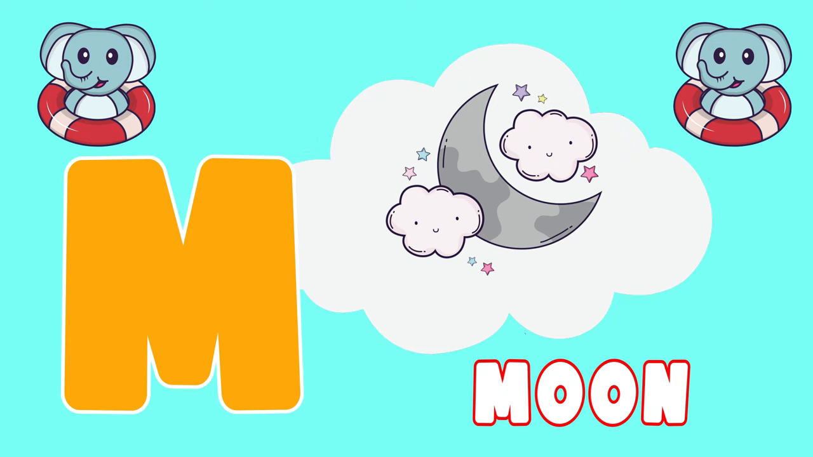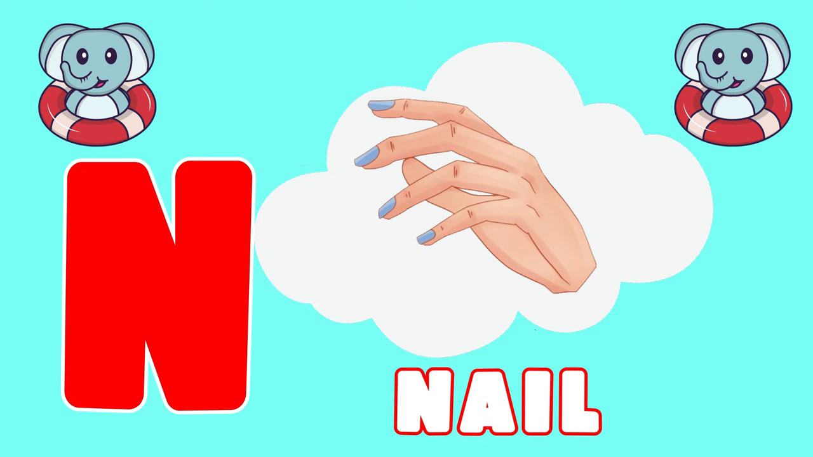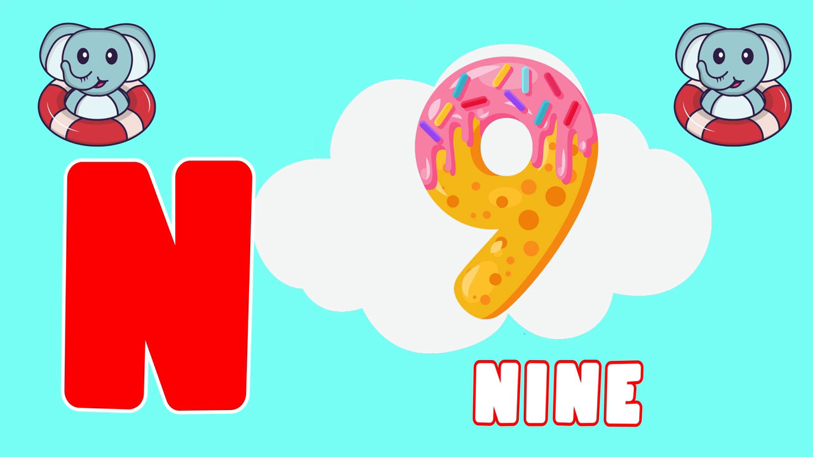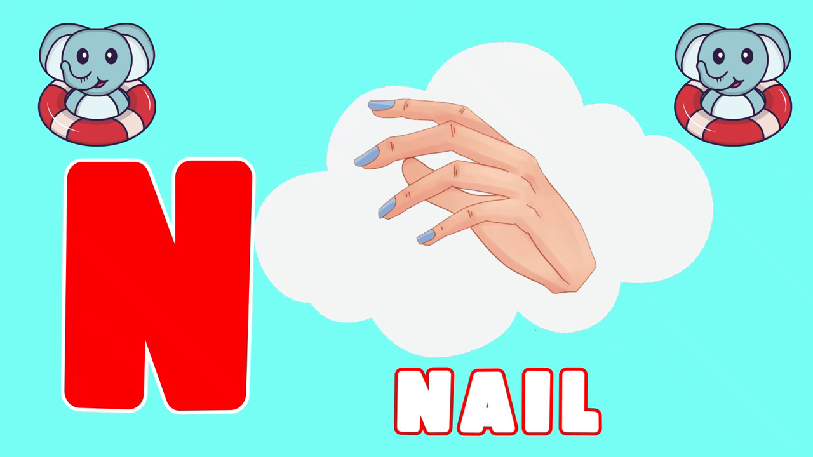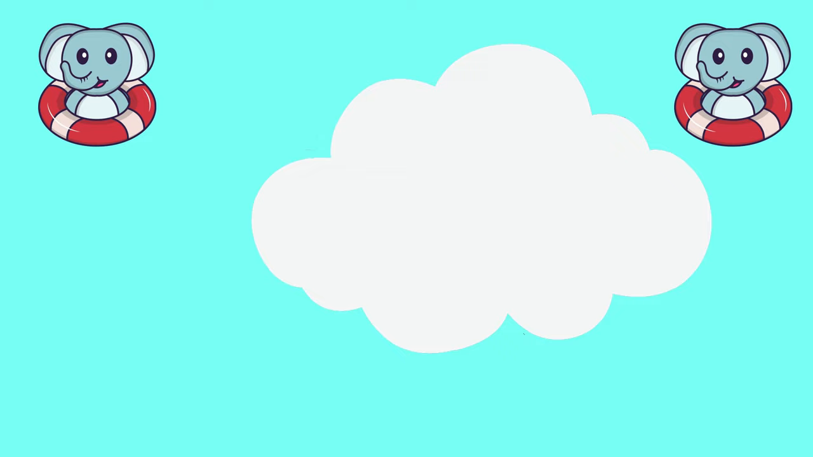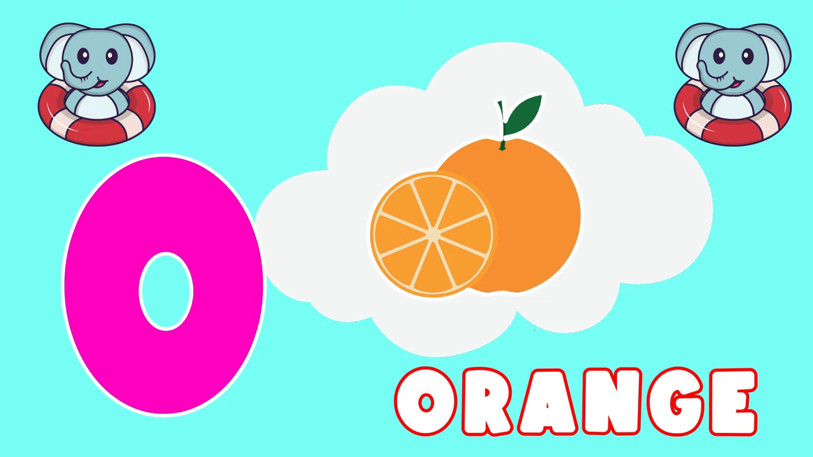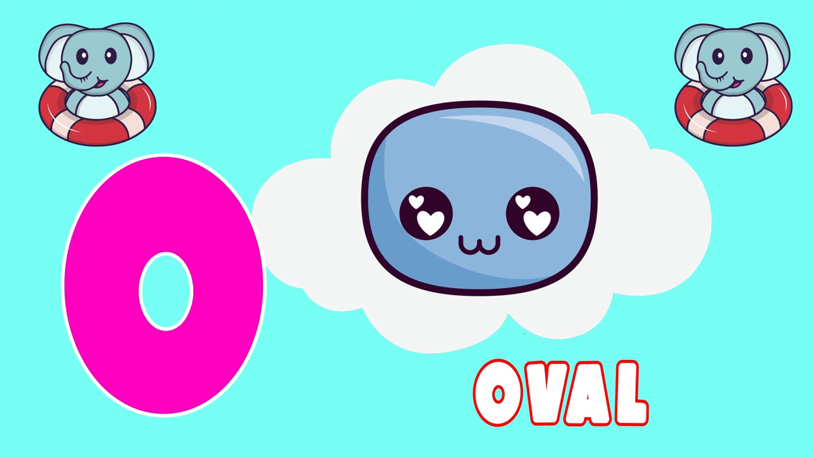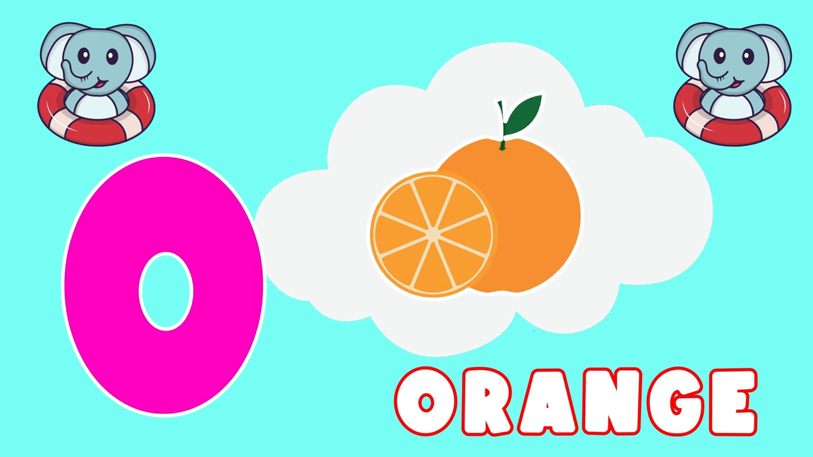N is for nail. Nail. N is for nine. Nine. N is for nail. N is for nine. O is for orange. Orange. O is for oval. Oval. O is for orange. O is for oval.